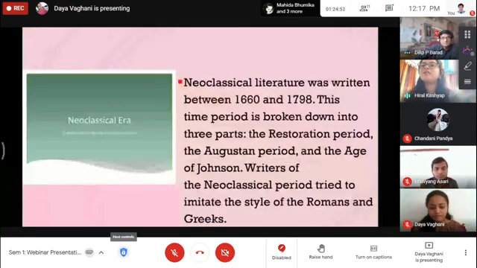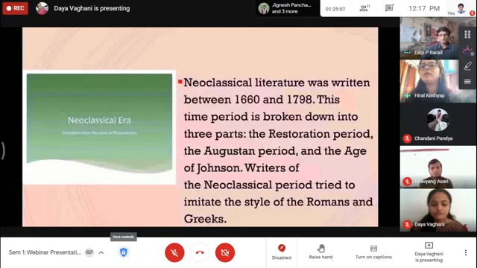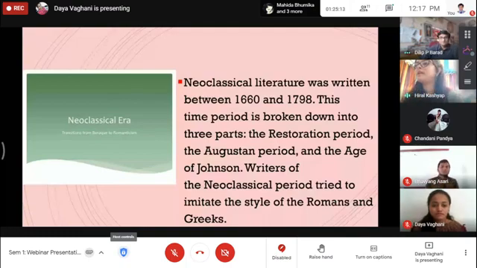Neoclassical literature was written between 1660 and 1798. This time period is broken down into three parts: the Restoration period, the Augustan period, and the Age of Johnson. Writers of the Neoclassical period tried to imitate the style of the Romans and Greeks.